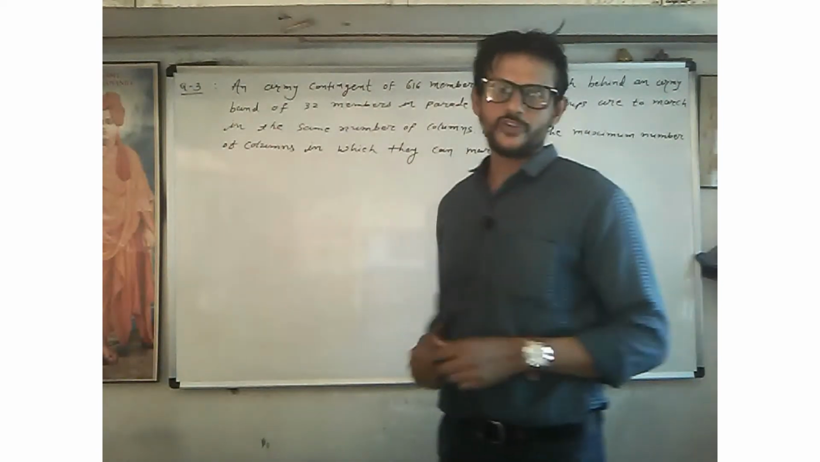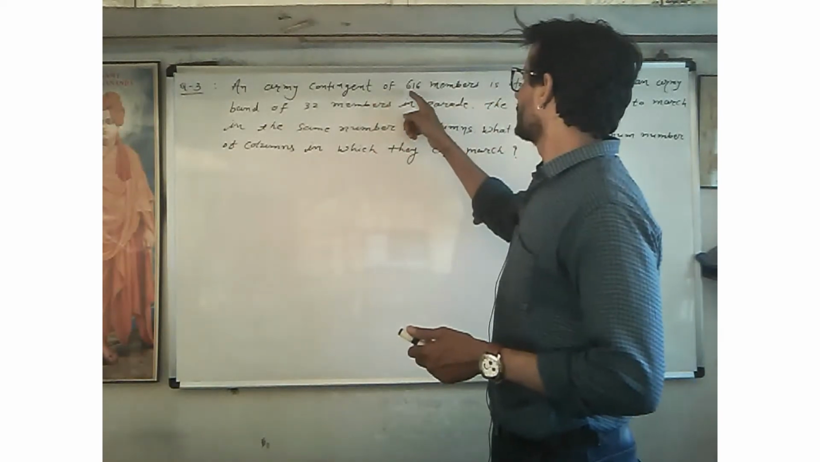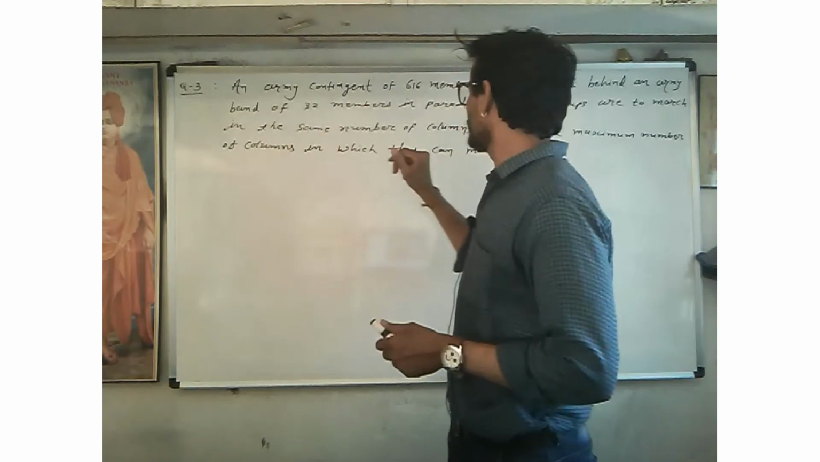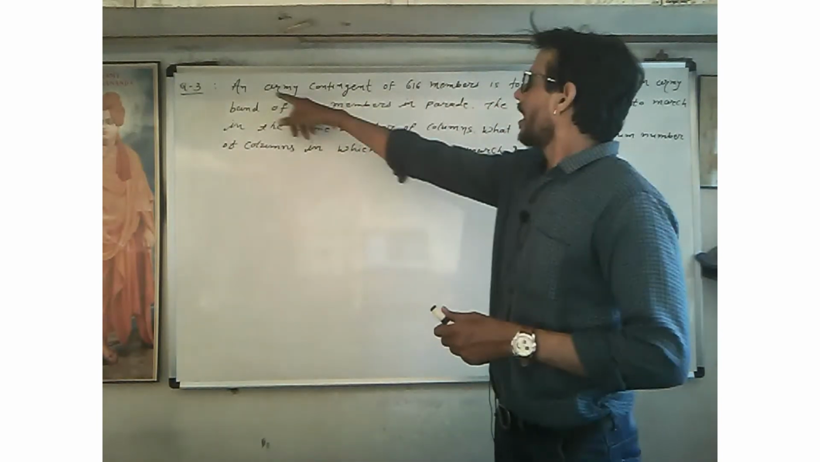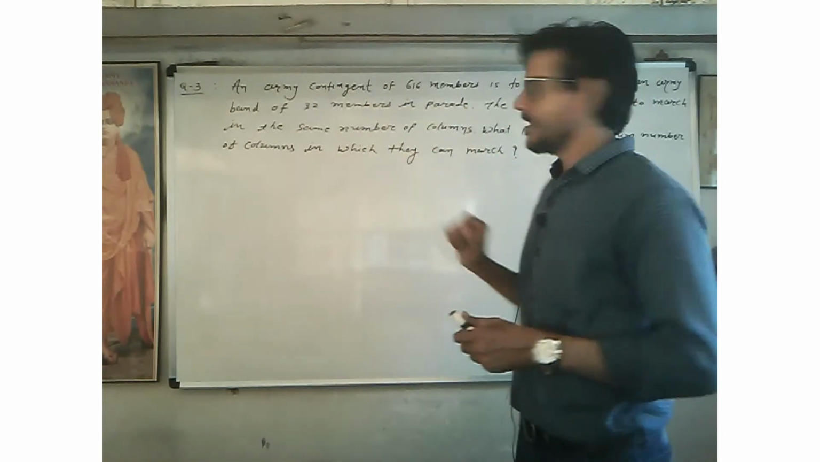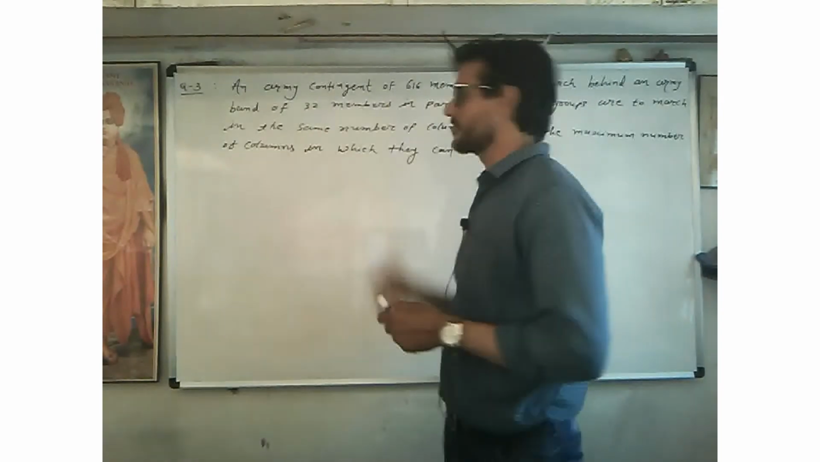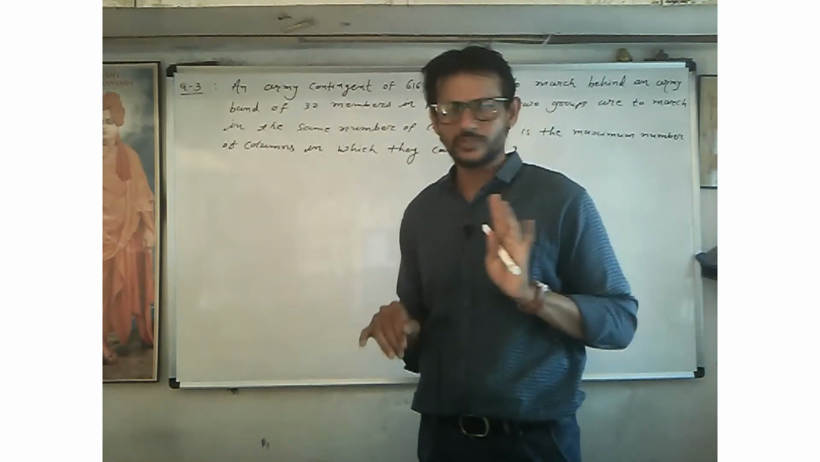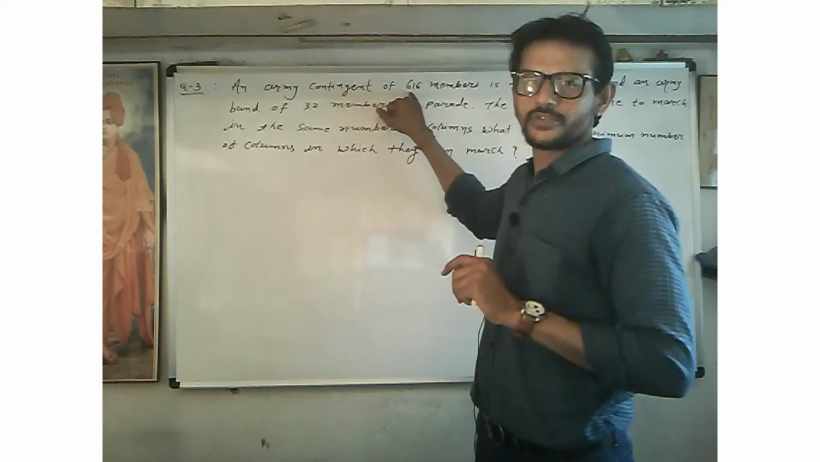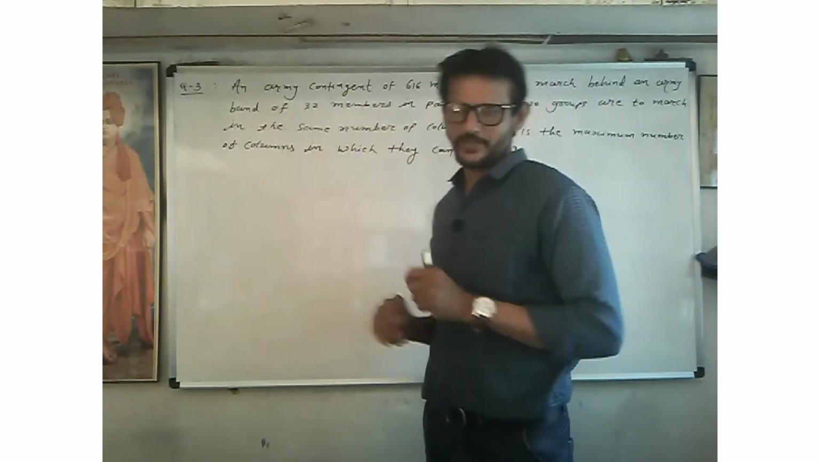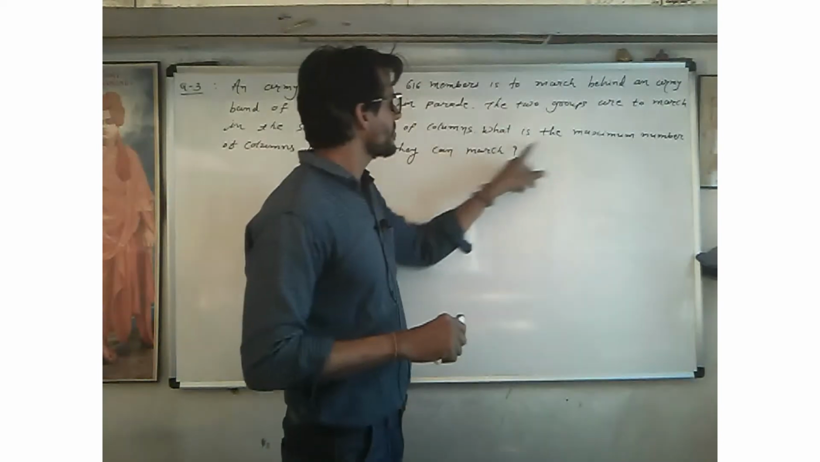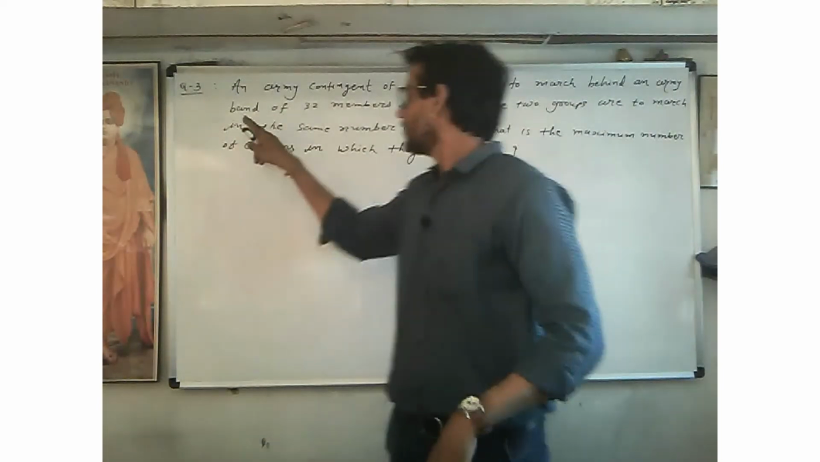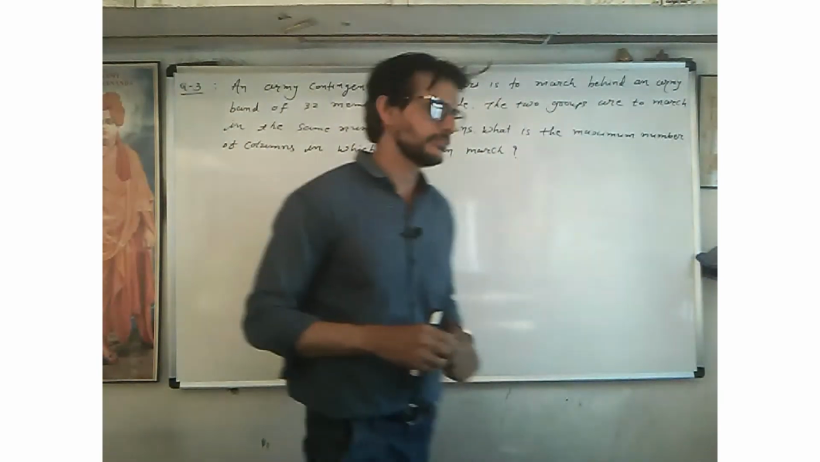Here is our third question. An army contingent of 616 members is to march behind an army band of 32 members in a parade. So here we have two groups: a group of 616 members and a group of 32 members. The question is, what is the maximum number of columns in which they can march? The two groups are to march in the same number of columns. Let's find it.